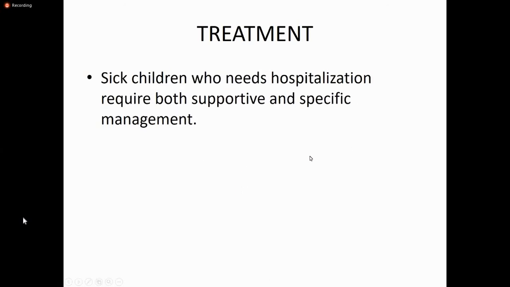Now, sick children who need hospitalization need both supportive and specific management. And what do we mean by supportive and specific? Supportive treatment means the child needs oxygen and IV fluids in order to maintain the metabolic rate of the body, antipyretics if there is fever, and sometimes we do prescribe steroids when there is wheezing, in order to control the inflammation. And specific treatment means the antibiotics, especially according to the culture and sensitivity. So we start with first line, and then we can change the antibiotic if it's not working after the blood culture report.